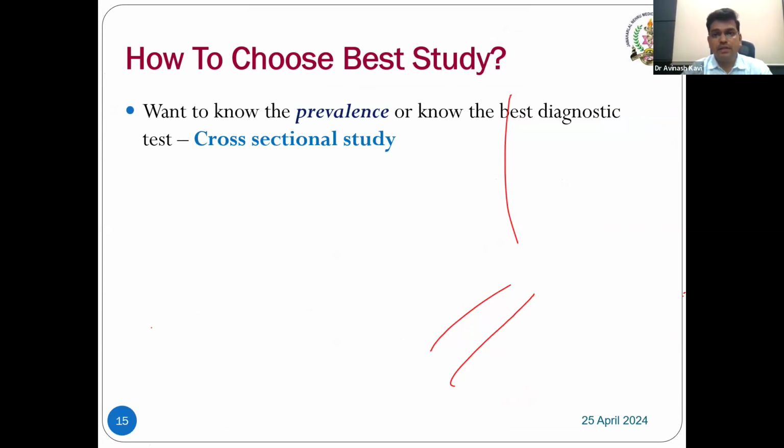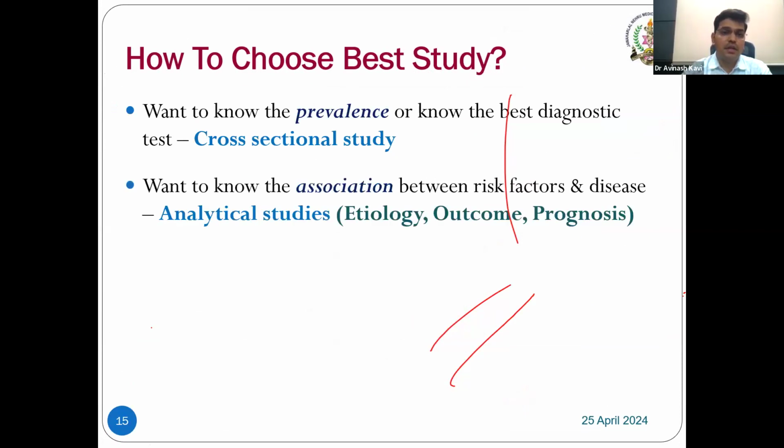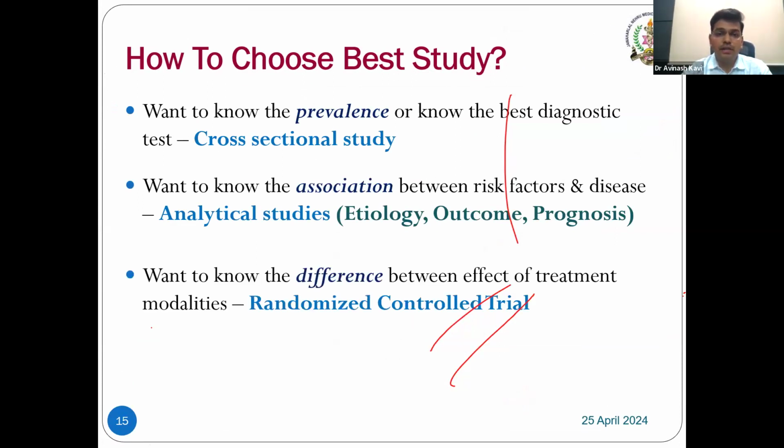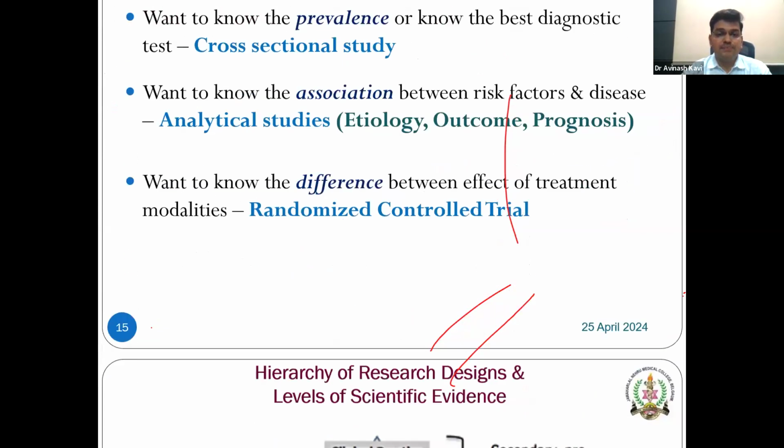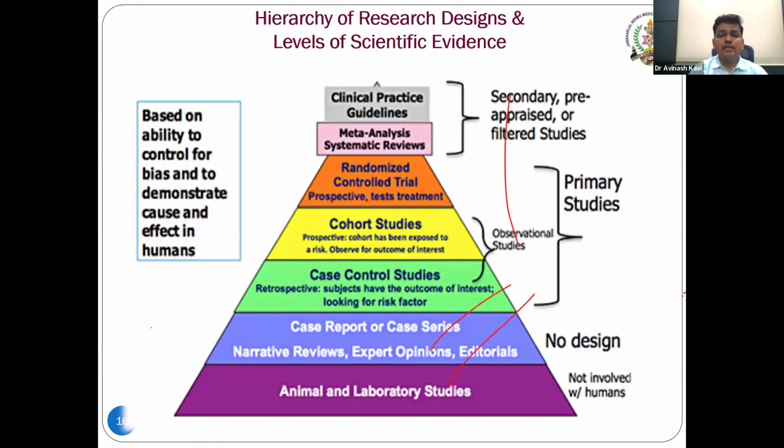If you want to know the prevalence and the best diagnostic test, cross-sectional study; want to know the association between the risk factors and disease, we can go for analytical studies; and want to know the difference between the effect of treatments, we have the RCTs. Most of us think that RCTs are great and cross-sectional studies are very low in nature, or most people think the other way also, that randomized control trials are very superior or very difficult to do. Let's not go into that. As a postgraduate, we should be happy with the observational studies or maximum up to case control studies and others.